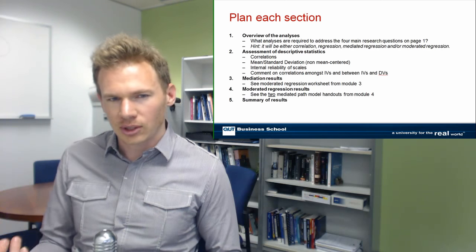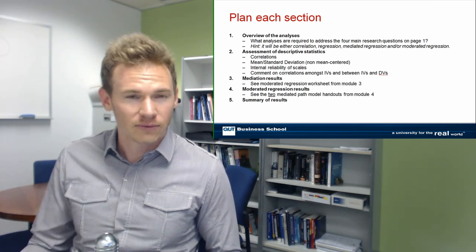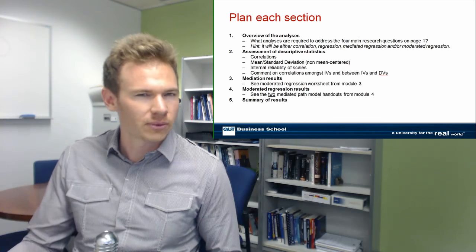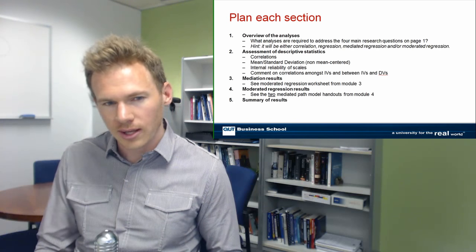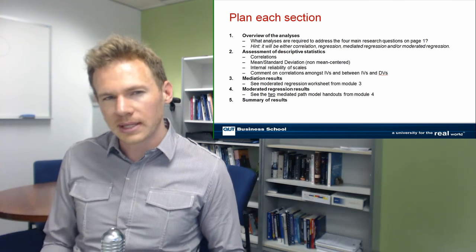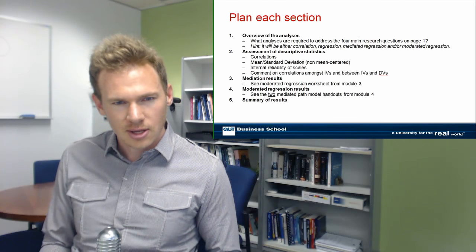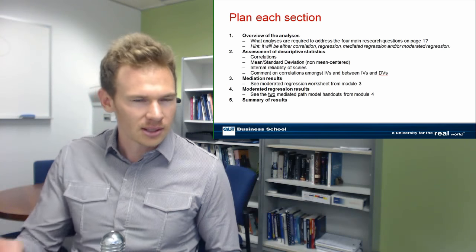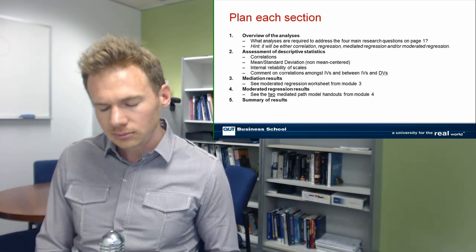Okay, so you need to include, firstly, alphas, the Cronbach alpha, which is an indicator of the reliability of each of the scales that you look at. You need to include the means and standard deviations. You need to include the actual correlations then in that particular table.